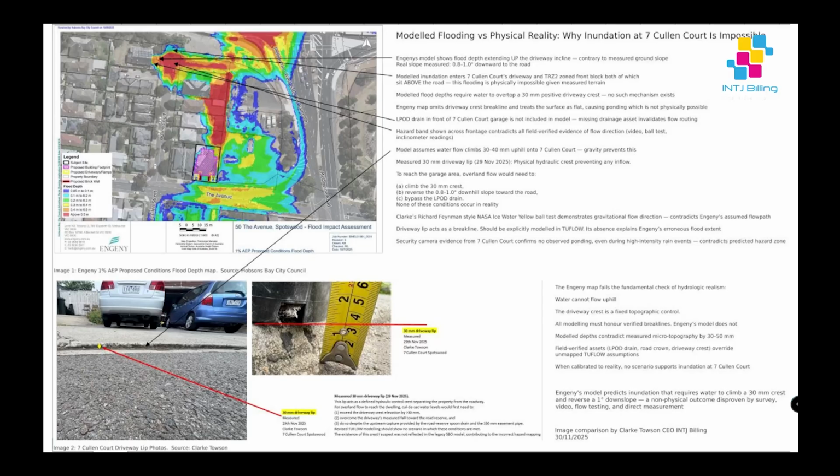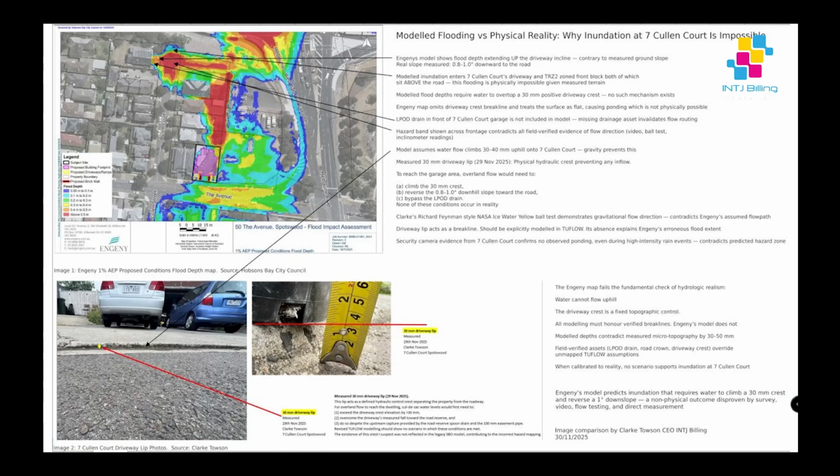In this video today, we're going to observe some real world ponding behaviour, how water behaves in Cullen Court. So remember, here's Cullen Court here. This is the Engeny map, the Engeny model, which is based on Melbourne Water's model, which I've proven is invalid.